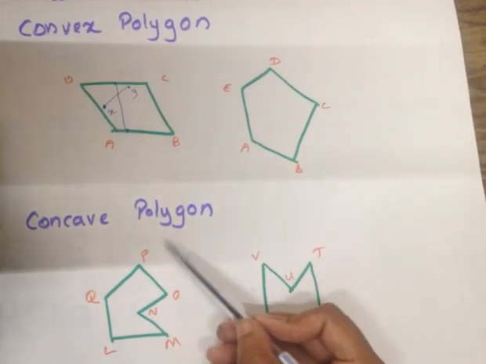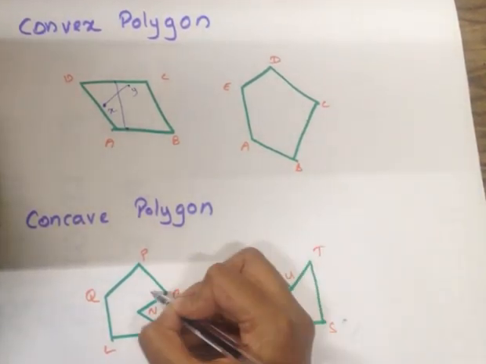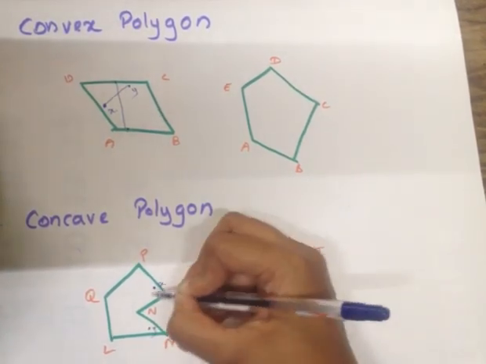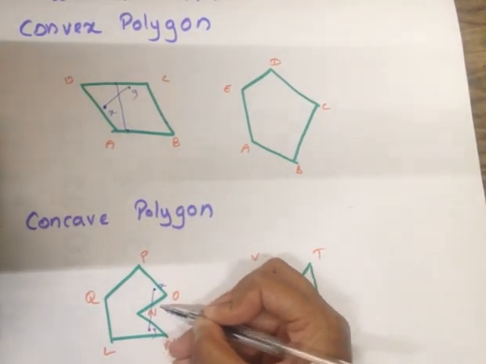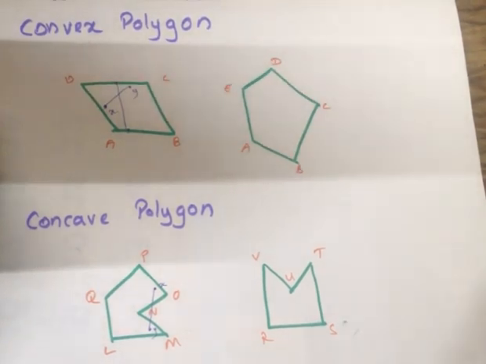Now in a concave polygon, here just place a point here X, place another point here Y. When we match, this line is not completely inside the polygon.